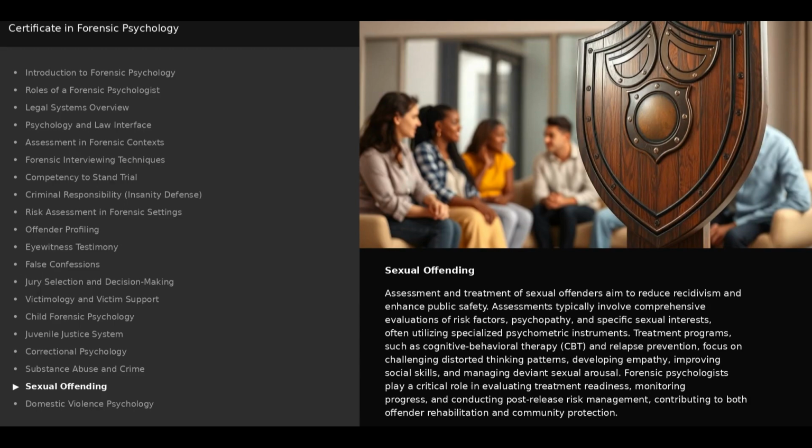Assessment and treatment of sexual offenders aim to reduce recidivism and enhance public safety. Assessments typically involve comprehensive evaluations of risk factors, psychopathy, and specific sexual interests, often utilizing specialized psychometric instruments. Treatment programs, such as cognitive behavioral therapy, CBT, and relapse prevention, focus on challenging distorted thinking patterns, developing empathy, improving social skills, and managing deviant sexual arousal. Forensic psychologists play a critical role in evaluating treatment readiness, monitoring progress, and conducting post-release risk management, contributing to both offender rehabilitation and community protection.